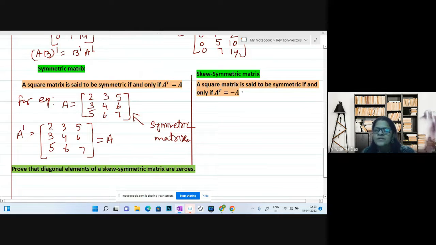A square matrix is said to be skew-symmetric if and only if A transpose equals minus A. It means the transpose of the matrix equals the negative of that matrix. For example, observe what I am writing here: 0, 2, 3. Then here minus 2, 0, and here 1. Now I am writing here 0.